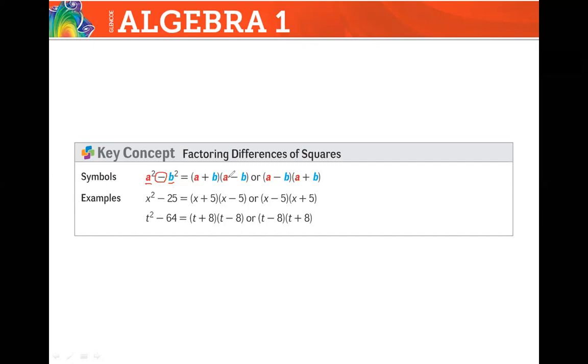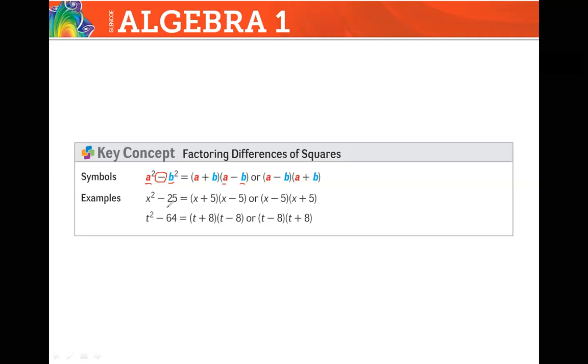We make two brackets. One of them is positive and the other is negative. And then I take the square root of the first and the square root of the second. I put the square root of the first here and the square root of the second here. I finish the problem. It's very easy.